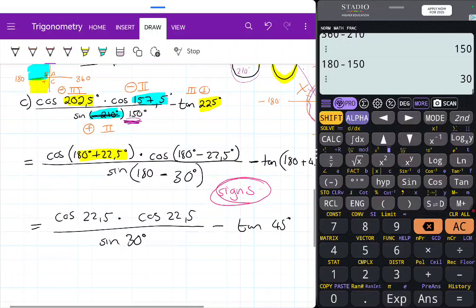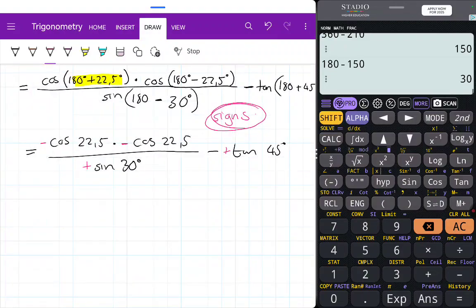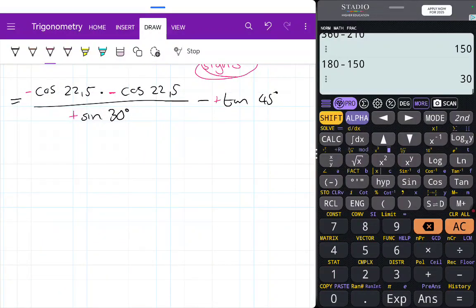Cos of 22.5, according to what we did over here, this should be negative. So that's minus. Second one must be negative. That's minus. Third one must be positive over there. And at the bottom, positive over there. So that's beautiful. Everything's sorted out. Luckily, we figured that out before we started our question. So minus and plus. So we can drop that.